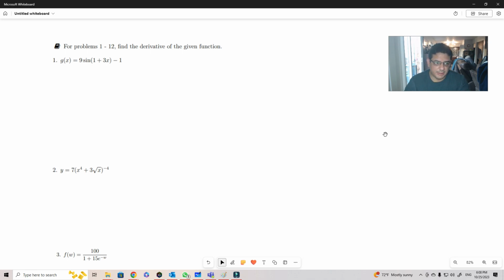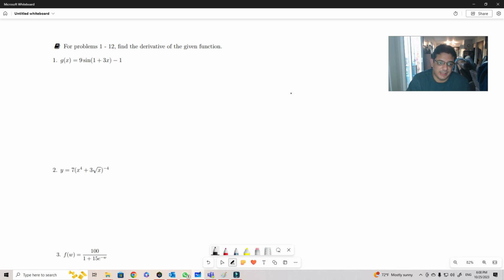Hello everyone. In this second part, we're going to see how to calculate some of the chain rules directly over some function. There are two different approaches that we can take when calculating chain rule directly over a function, and one is trying to decompose this into the inner and the outer function. So for example, here we have g of x equals 9 sine of 1 plus 3x minus 1.